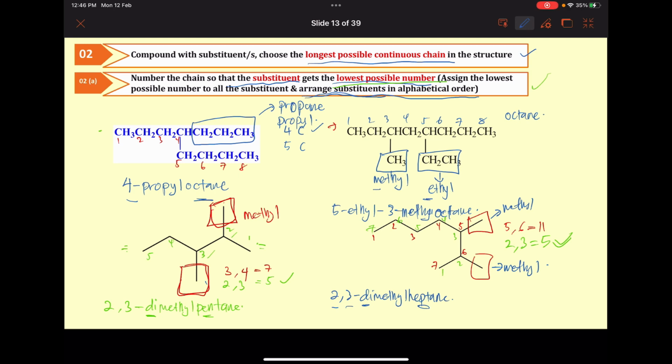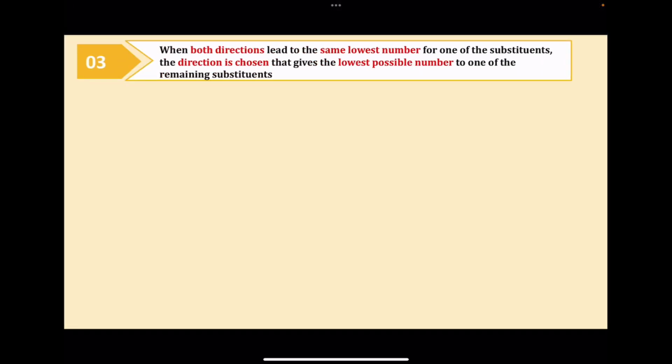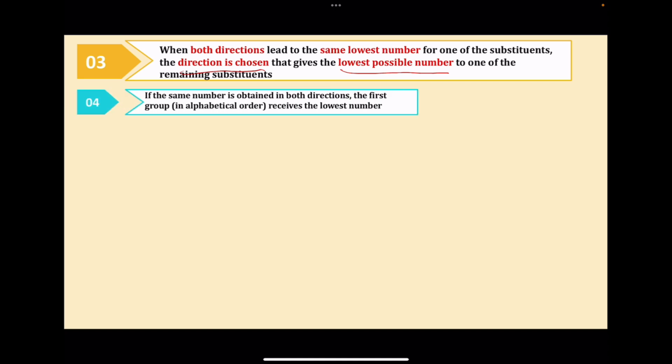There are 7 carbons. The next step: when both directions lead to the same lowest number for one of the substituents, the direction is chosen that gives the lowest possible number. For this step, it is the same as what I explained on the previous slide. And then for step 4, if the same number is obtained in both directions, the first group in alphabetical order receives the lowest number. Okay, we will look at the examples.